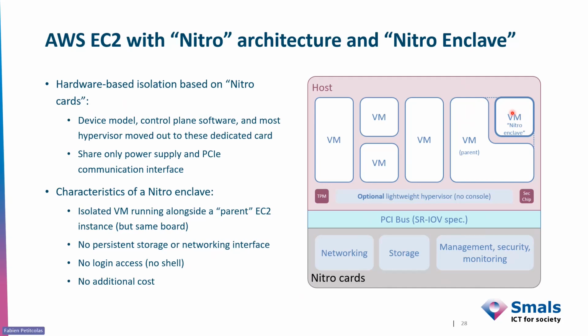So that complicates, of course, application development if you need to exchange data between that enclave and something outside across the internet. The use of the Nitro enclave doesn't bring any additional cost. Indeed, you just carve out part of your VM to run the enclave. So that's the Amazon solution.